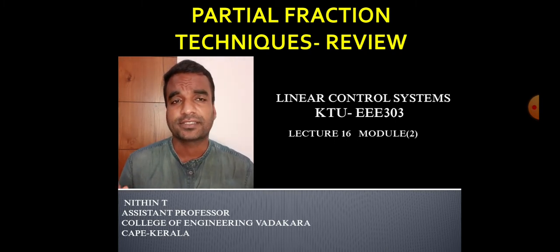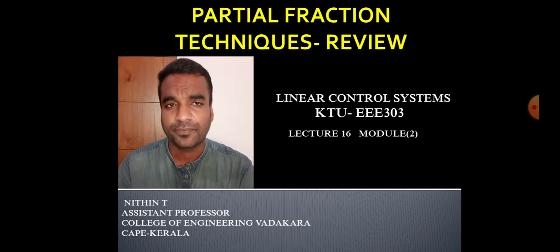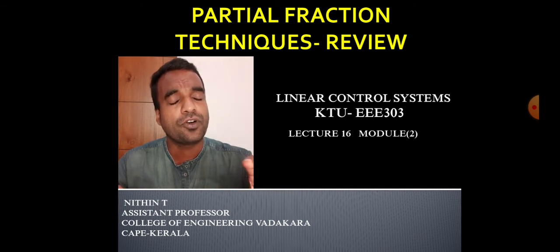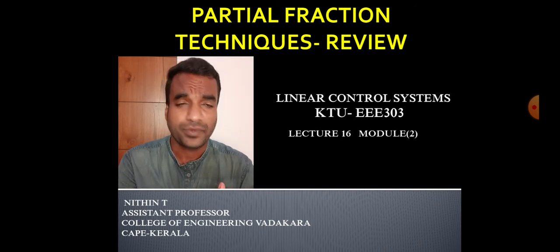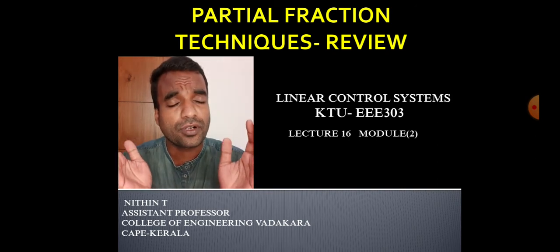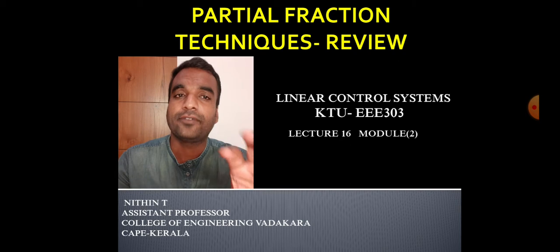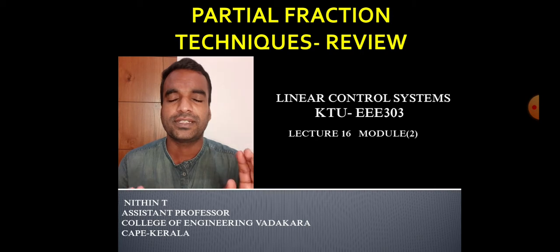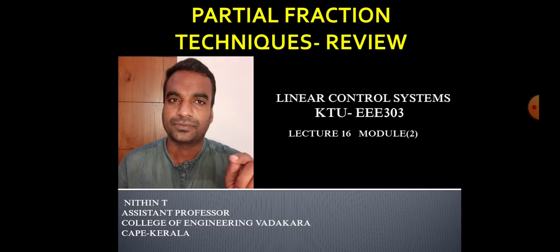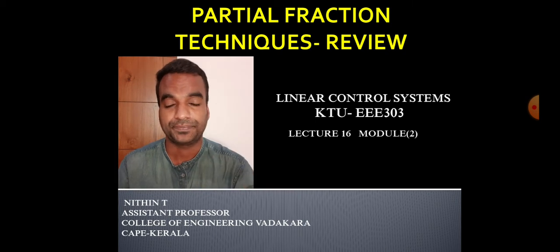In the last class we discussed the basic rules, basic transforms and basic results of Laplace transform. Generally we use Laplace transform for converting an equation from time domain to frequency domain. If we already have a transfer function in frequency domain and we are finding its response, the response is C of s. Transfer function is C of s by R of s. So we have to multiply the transfer function by R of s for finding C of s.